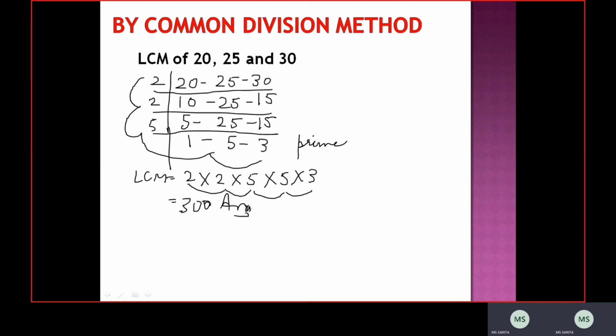Okay students, this was the method of finding the LCM. After that, you can try these methods in different ways: LCM by the prime factorization, by common multiple and common division. It's your choice.